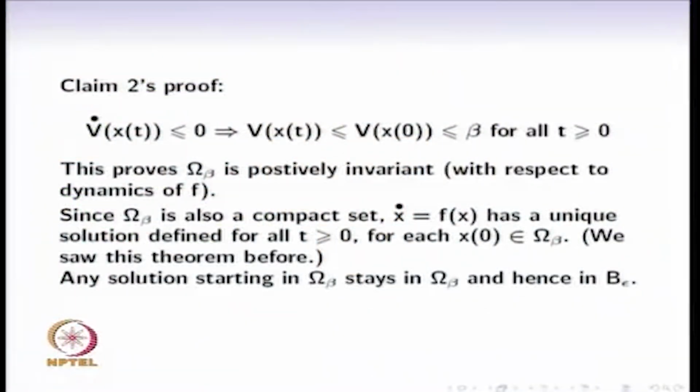So any solution starting inside omega beta stays inside this set, and the omega beta set itself was contained inside the ball B epsilon. Hence the solution also remains inside the B epsilon ball. So does this prove that the point 0 is stable? No, not yet. We want a B delta ball such that solutions starting within it remain inside the ball B epsilon. We have only been able to show that any solution starting inside some set omega beta stays inside this omega beta, and hence inside the ball B epsilon.